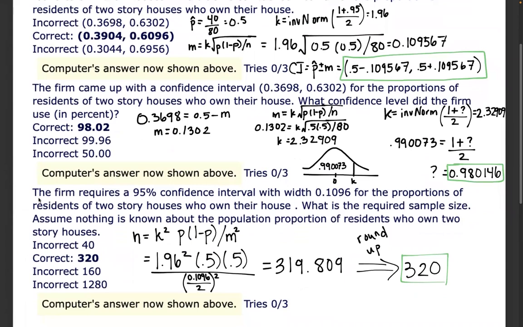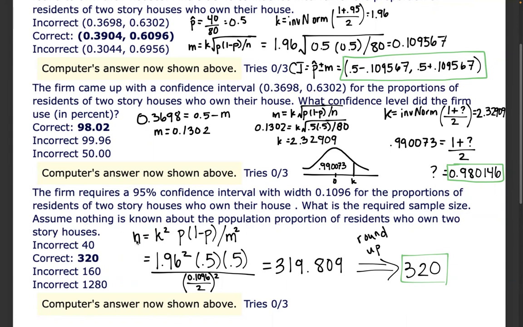Okay, next is the firm requires a 95% confidence interval with width 0.1096 for the proportions of residents of two-story houses who own their house. What is the required sample size? Assume nothing is known about the population proportion of residents who own two-story houses. So these keywords here always mean that when we have P, it'll be 0.5 when we assume nothing is known about the population.